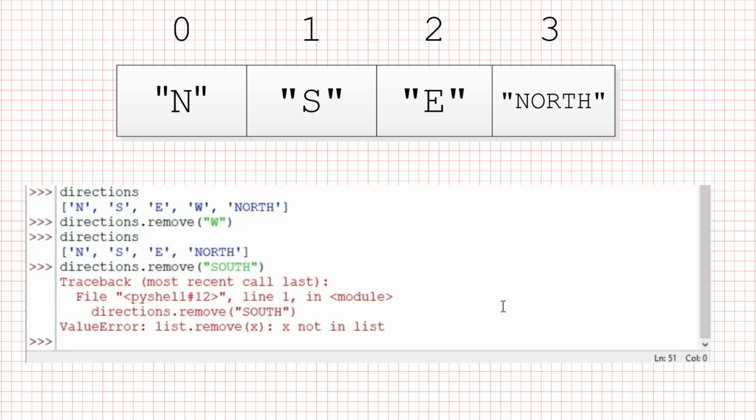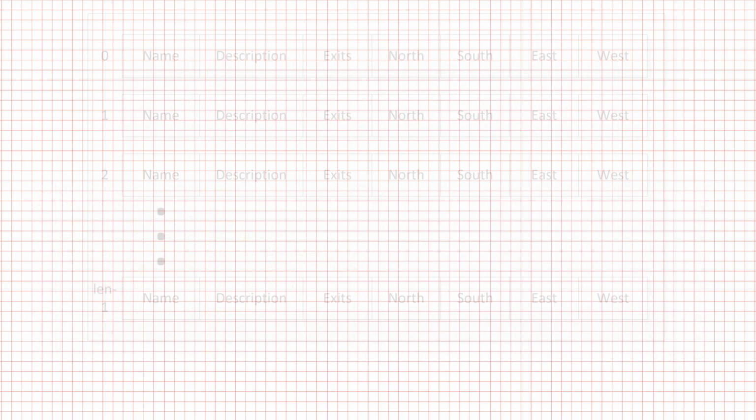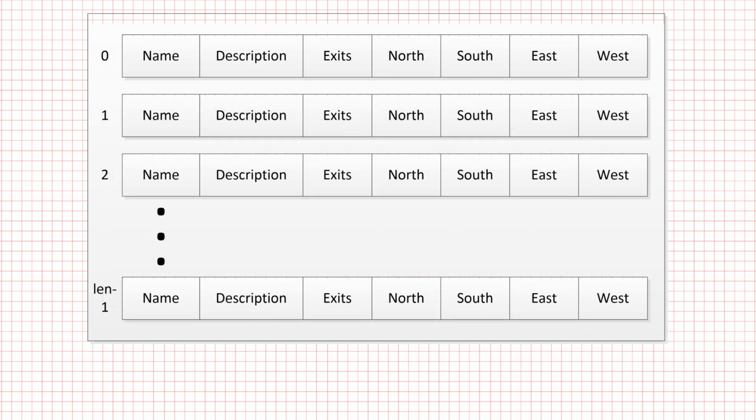Let's look at one more thing that we're going to use in our final edit for this video, and that's index. If we want to know the index of an element in a list, we can use the dot notation. So I'll type directions.index north in parentheses, and I'm told 3. Again, that's where W used to be. Okay, now let's build a data structure that will hold data about the locations and how they fit together. I've got a drawing of the data structure here. The data structure is a list of lists.